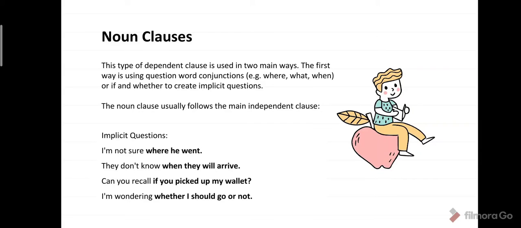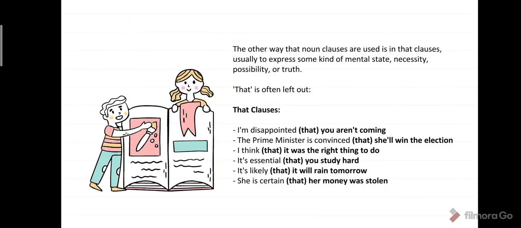First is noun clause. This type of dependent clause is used in two main ways. The first way is using question word conjunctions, where, what, when, or if and whether, to create an implicit question. The noun clause usually follows the main independent clause. The other way that noun clauses are used is with that, usually to express some kind of mental state, necessity, possibility, or truth, that is often left out.